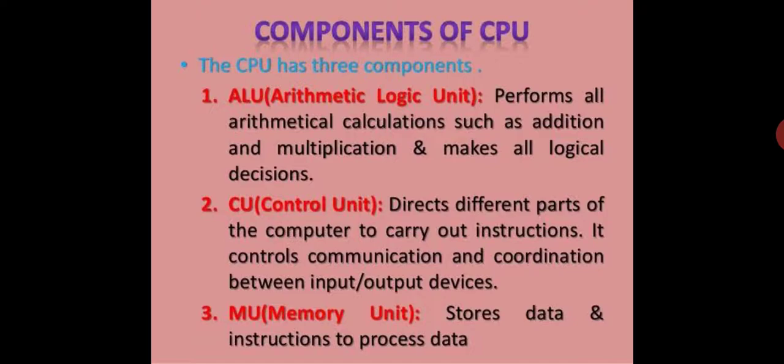The CPU is made up of three parts, that is the ALU, the arithmetic and logic unit, the CU or the control unit, and the MU or the memory unit. Now, what does the ALU do? The ALU performs all the mathematical or arithmetical calculations like addition, subtraction, multiplication, division, etc., and also takes all logical decisions such as greater than, less than, greater than equal to, less than equal to, etc.